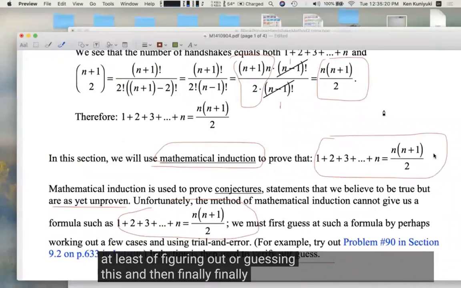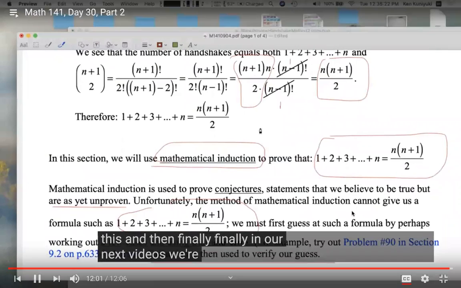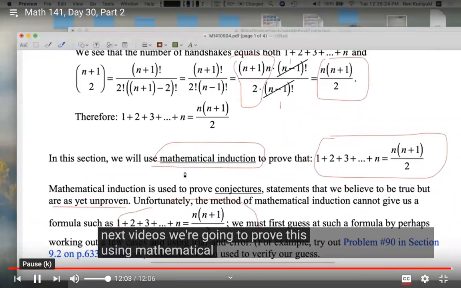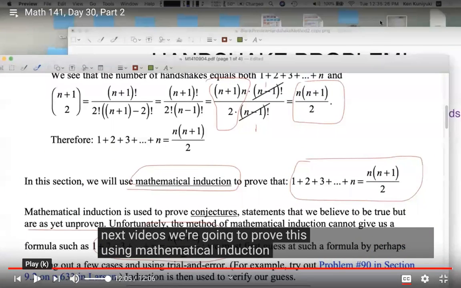And then finally, in our next videos, we're going to prove this using mathematical induction. And by the way, this is the core of combinatorial thinking, what Art Benjamin does, that one TED talker. It's like different ways of counting the same thing, different ways of counting the answer to the same question, right? And you're equating these things, like the sum here and that formula.